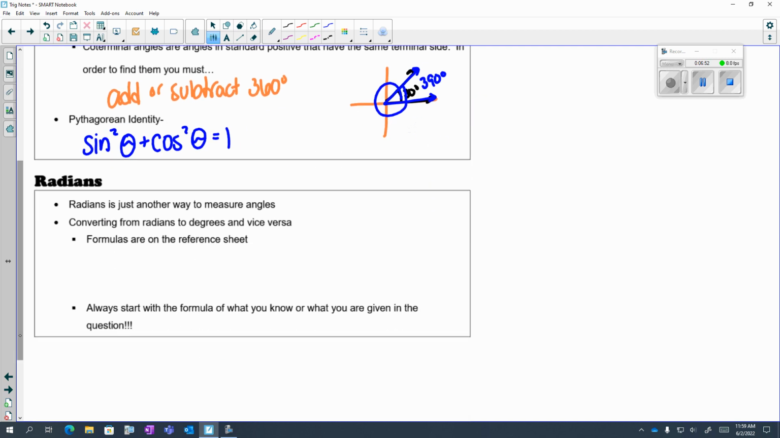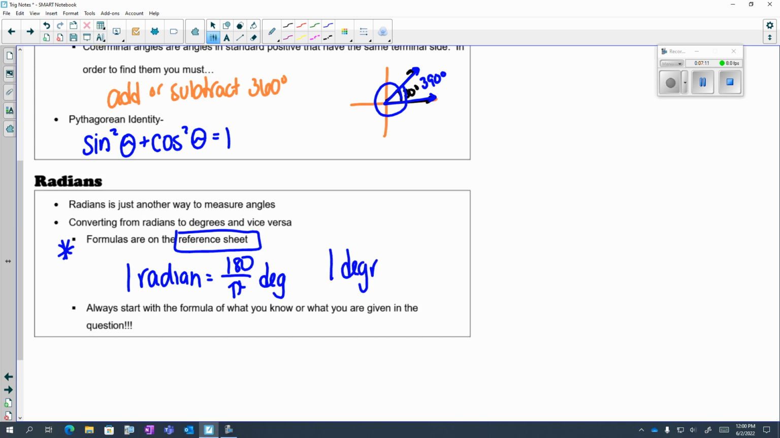Radians are another way to measure angles. So instead of degrees, we can measure in radians. These formulas are on the reference sheet, so you do not need to memorize them. But it's 1 radian is equal to 180 over pi degrees, or 1 degree is equal to pi over 180 radians. And you always want to start with the formula that you know.